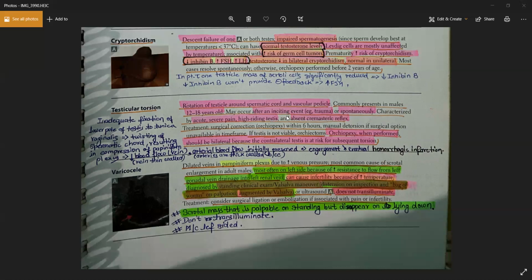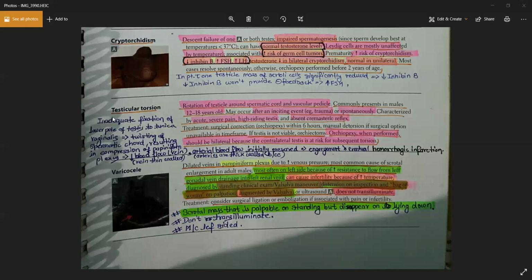So when you encounter a patient having a sudden onset of severe scrotal pain, or having nausea, vomiting, having a high riding testis, and the absence of cremasteric reflex, think about the testicular torsion.